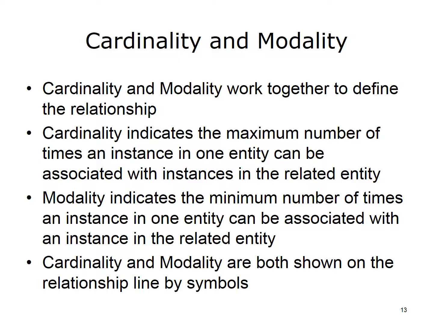Cardinality and modality work together to define the relationship. Cardinality indicates the maximum number of times an instance in one entity can be associated with instances in the related entity. Modality indicates the minimum number of times an instance in one entity can be associated with an instance in the related entity. Thus, modality is also called participation because it denotes whether or not an instance of an entity must participate in the relationship. Cardinality and modality are both shown on the relationship line by symbols. We will go over each of the symbols and how to interpret them.